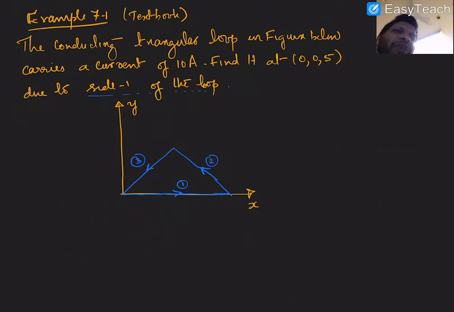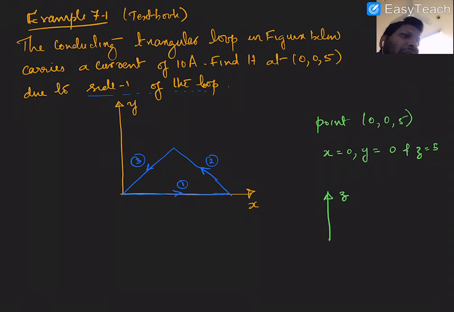So due to this, how much is the magnetic field intensity at the point (0, 0, 5)? First of all, we need to clearly identify where the point (0, 0, 5) is. It means x is equal to 0, y equal to 0 and z equal to 5. If I draw it in a different way, we can have this as the z-axis, and in the question it is given like this, the x-axis and y-axis. So please note carefully.